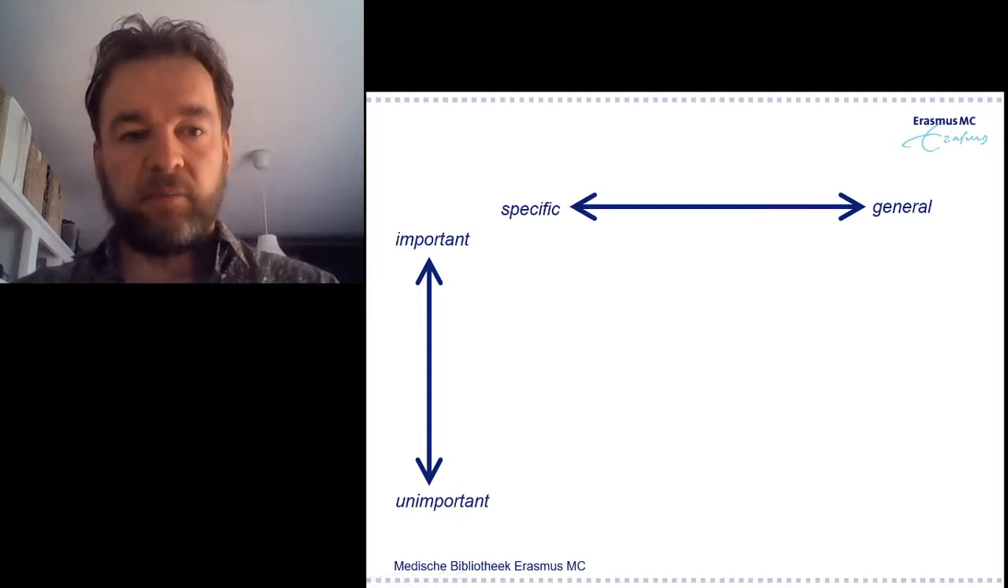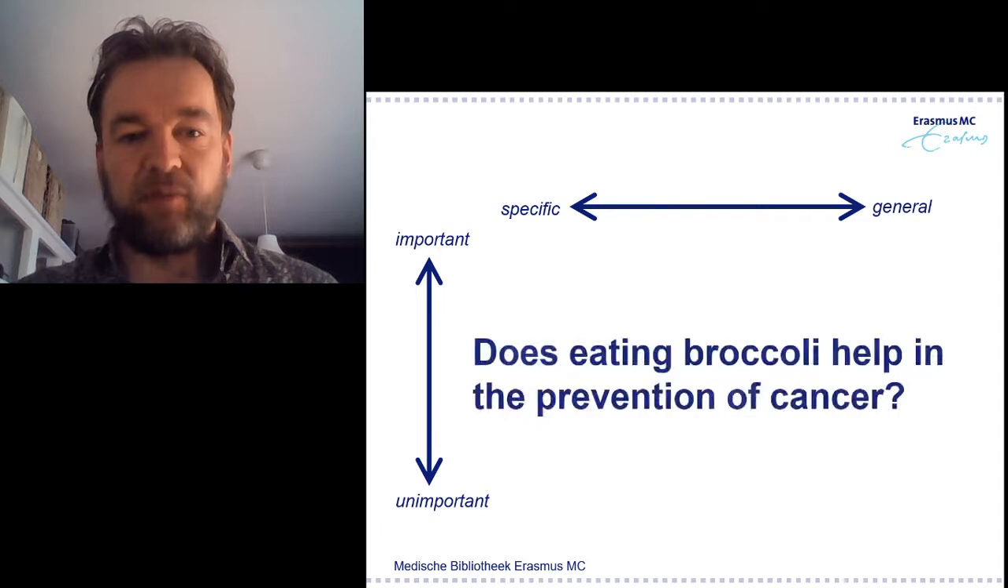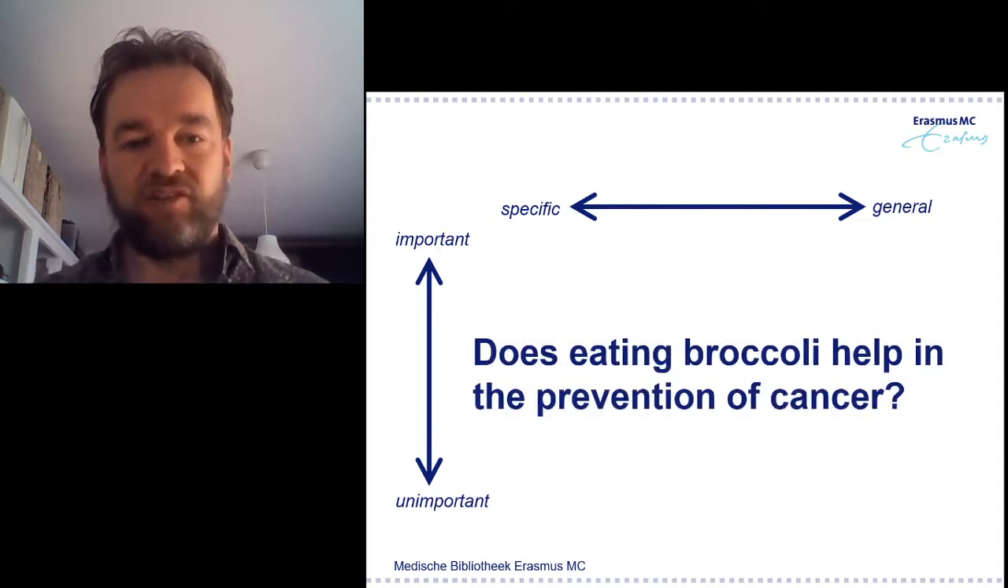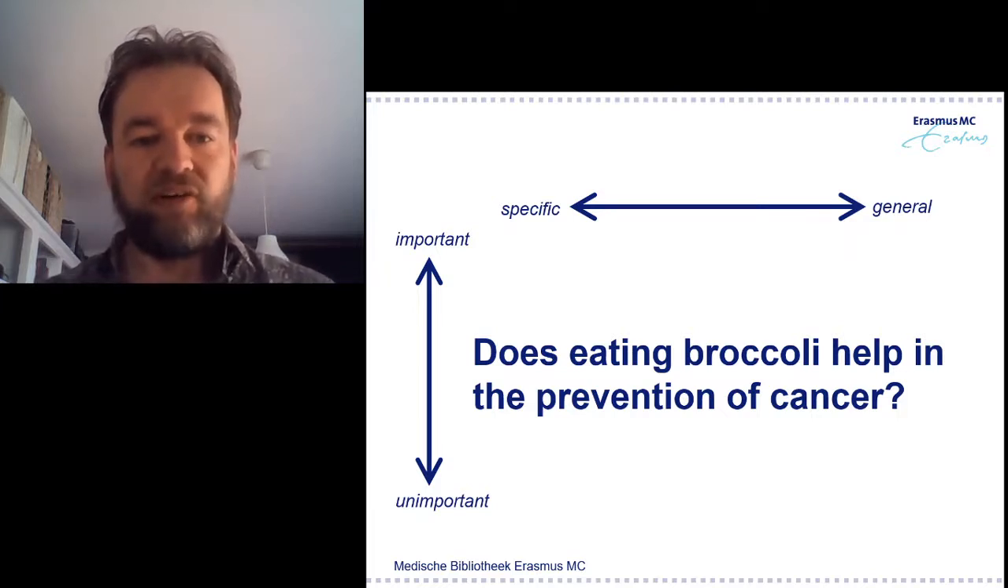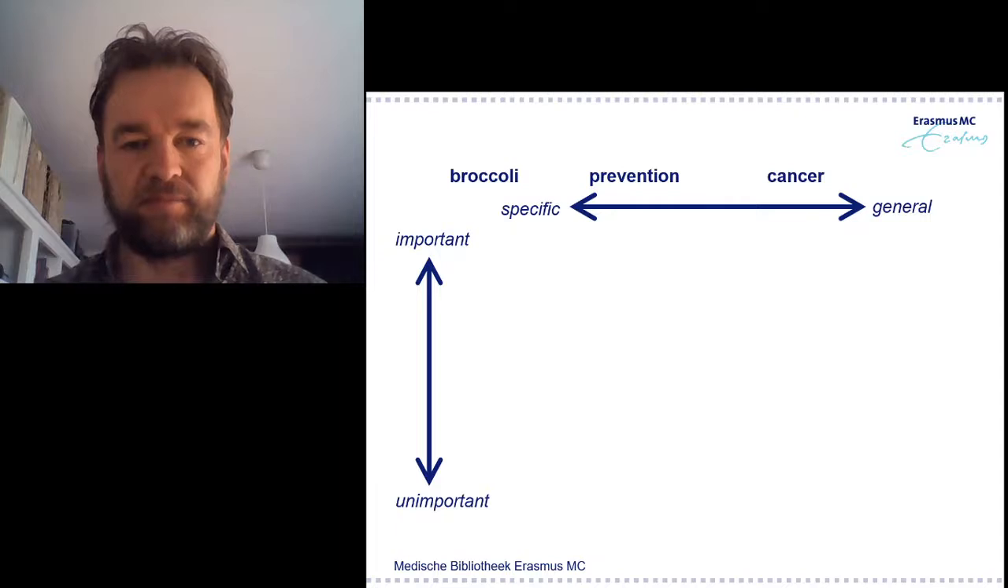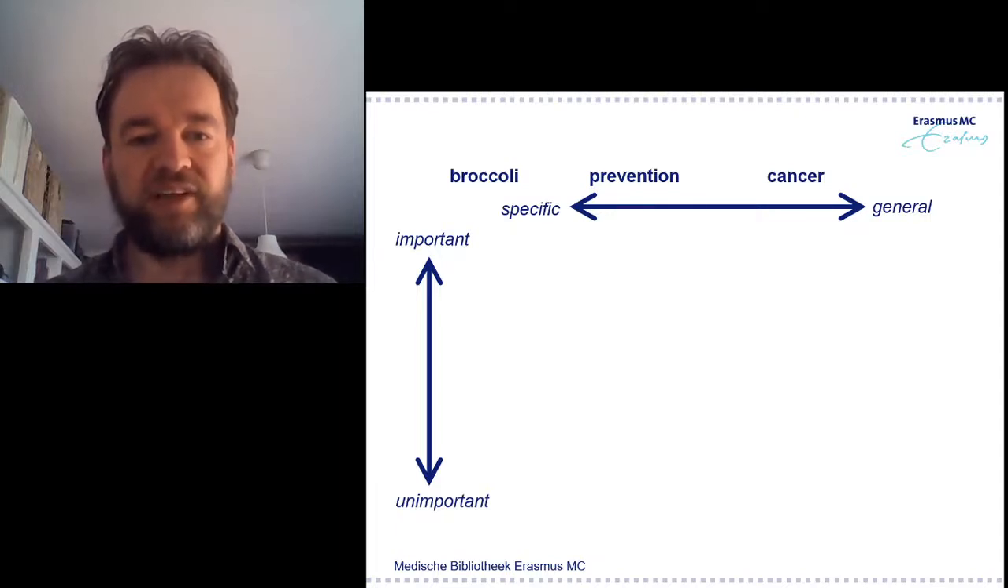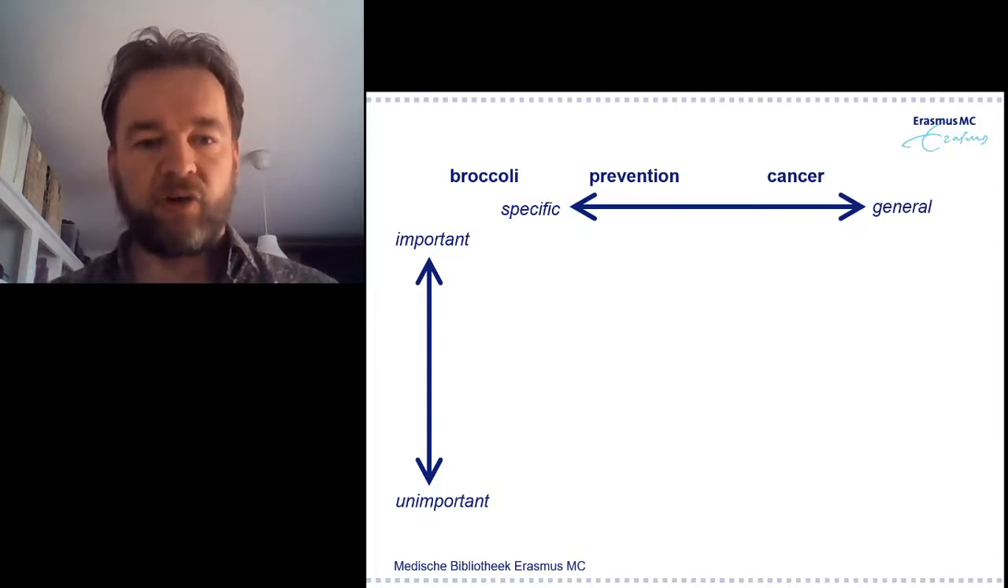Our model will become more clear if we use an example for this. The example research question that we will take is, does eating broccoli help in the prevention of cancer? This research question, we will all recognize, contains 3 elements: broccoli, prevention, and cancer. Now, where would we put the elements in this scheme? Let's first consider the element of broccoli.